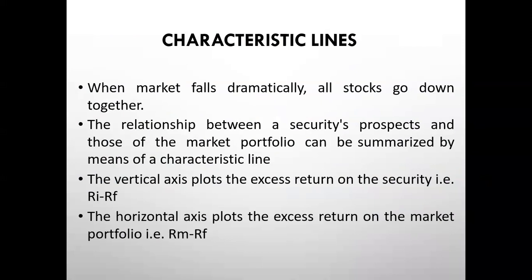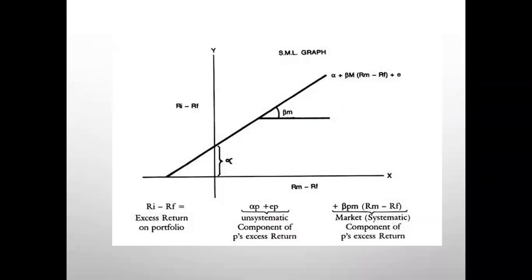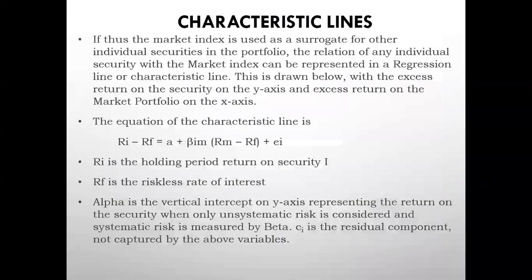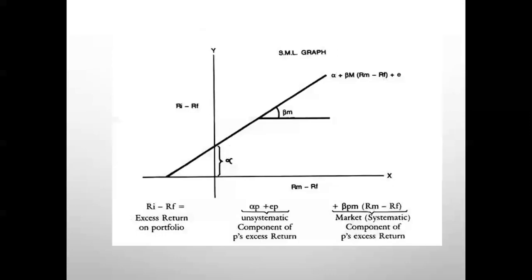When the market falls dramatically, all stocks go down together. The relation between security prospects and those of the market portfolio can be summarized by means of the characteristic line. Here, the vertical axis plots Ri minus Rf, the excess return on the security portfolio. Similarly, the horizontal axis plots the excess return on the market portfolio.